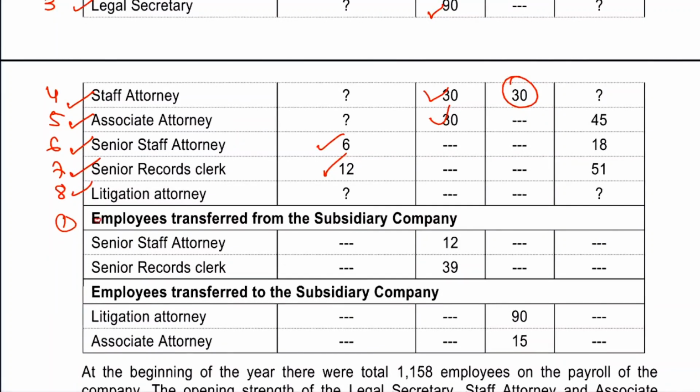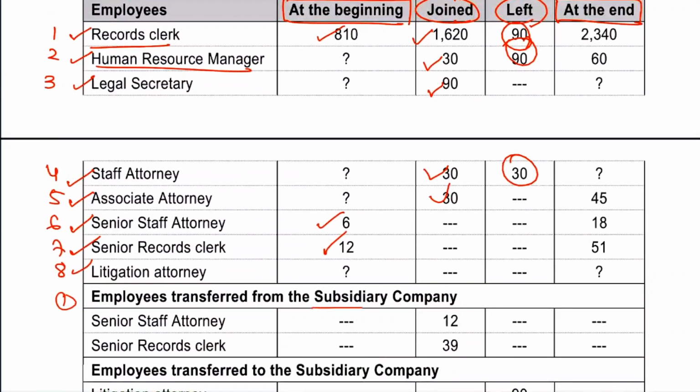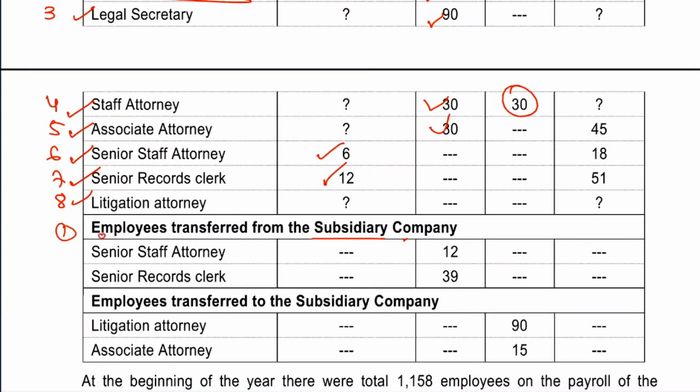Now let's read this. Acha, subsidiary company means another company. We have one company and there is one more company which is our subsidiary. Okay. So employees transferred from subsidiary company. When I say transferred from, I am one company and I have one subsidiary company. So workers are coming in from that company to my company. So it will come where? In joining.